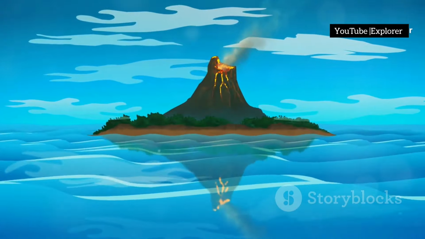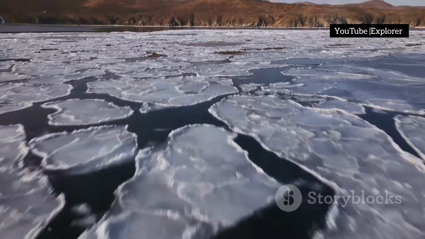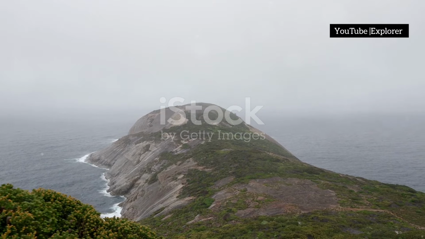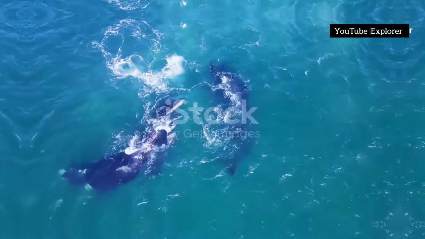Volcanic activity was common during this time, contributing to the formation of the ocean floor. The climate of the separating continents also began to change. Meanwhile, Australia drifted northward, experiencing warmer and more diverse climates.